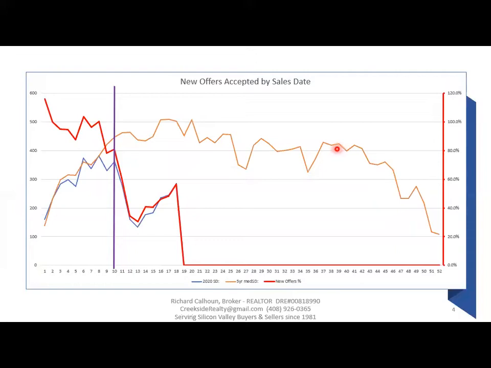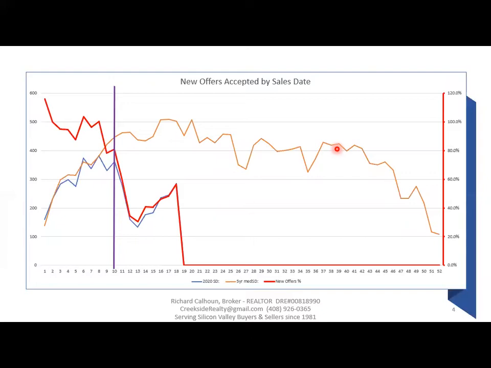The other side of the equation for days of unsold inventory is the number of offers that have been accepted in the past period of time. I normally use 5 weeks. Again, this is macro data, not the micro data. So here I'm looking at across all types of property in the 2 counties that basically make up Silicon Valley, how many offers have been accepted.